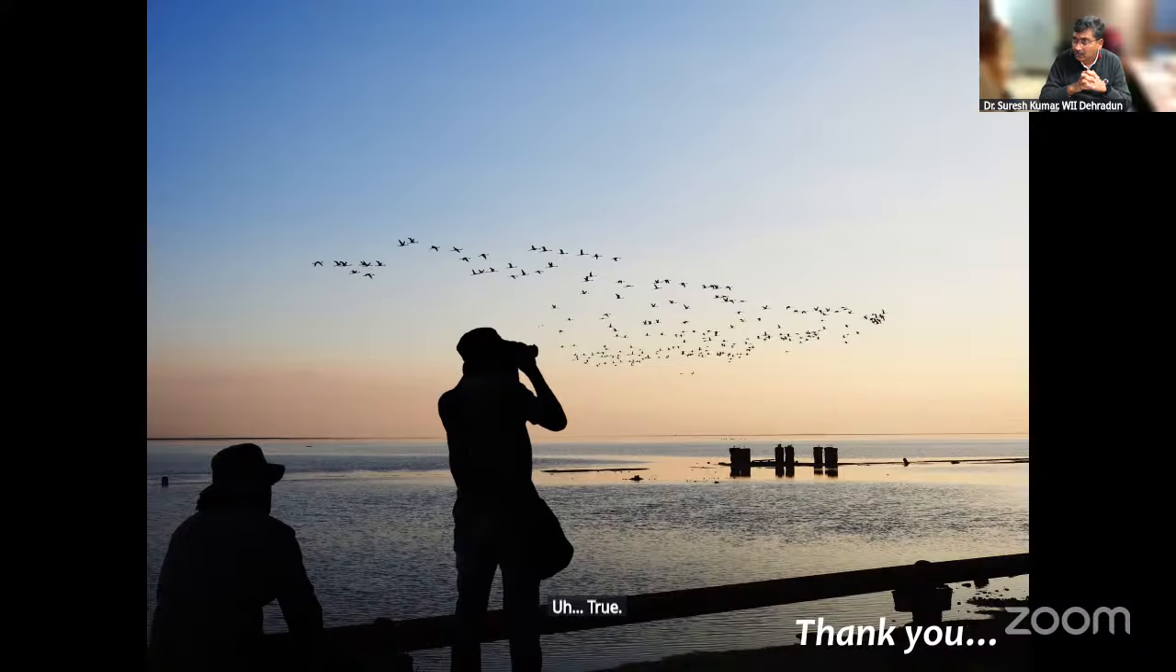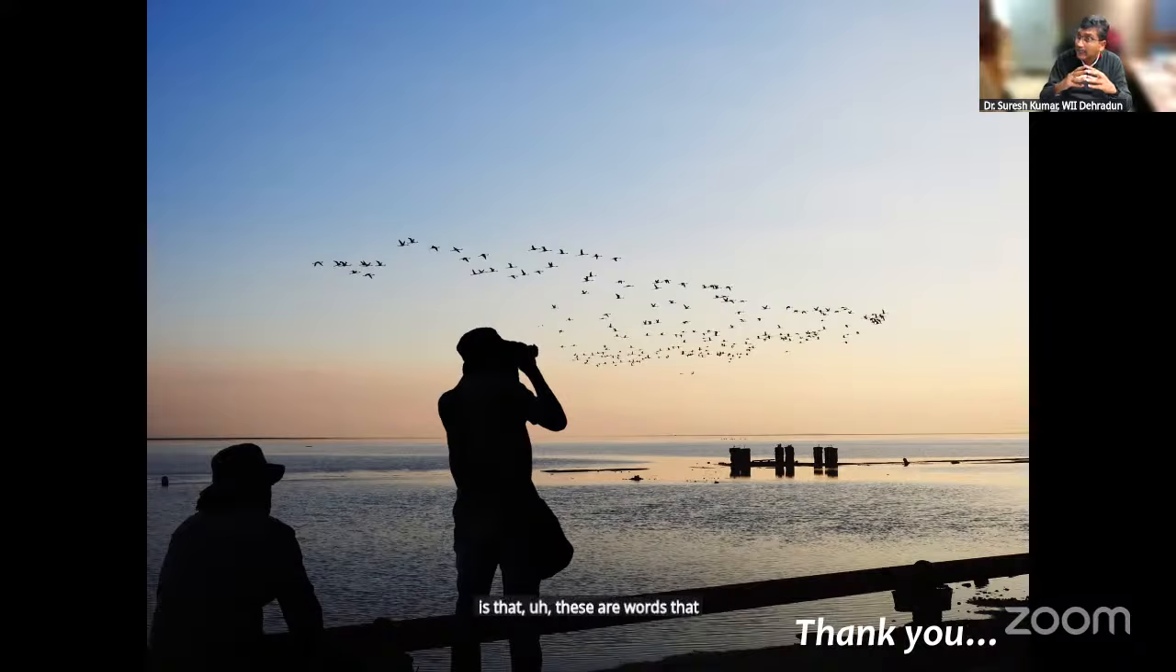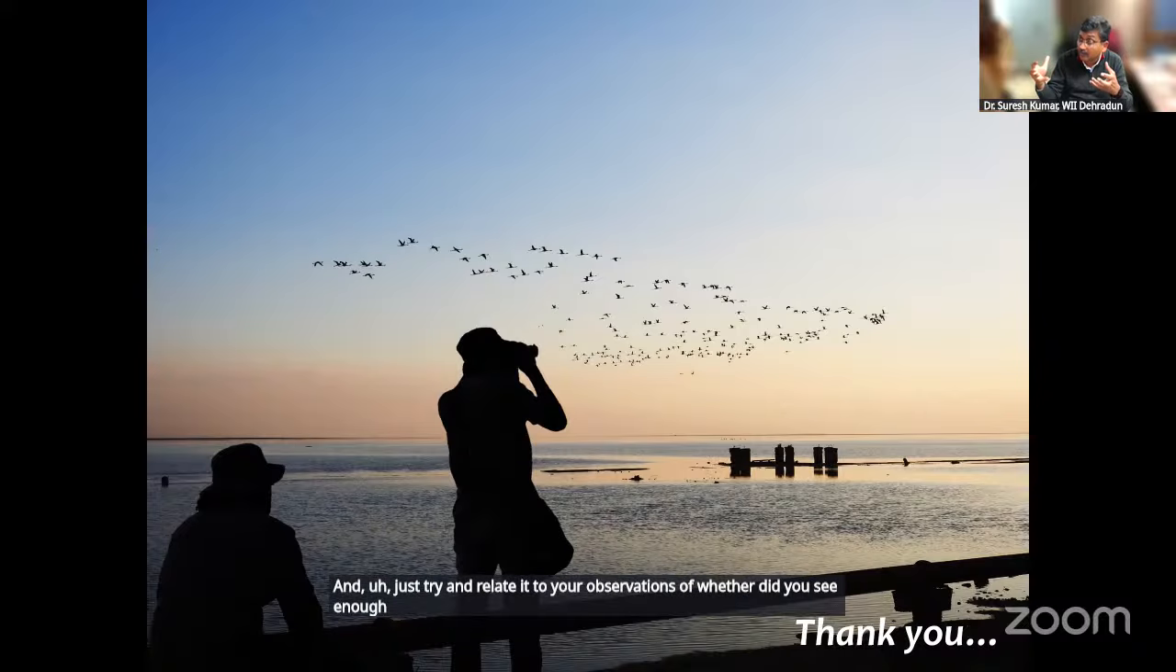Some of the migratory peregrine falcons, I don't know much, but I can tell you based on some observations, are birds that follow the waterfowl. In the breeding areas they're feeding on them, and in the wintering grounds also they're feeding on them. So through their journeys, they're moving with the waterfowl. If you happen to see Calidus in your area, very likely it is near certain wetlands. Try to relate it to your observations of whether you saw enough water birds, ducks particularly, in those areas.